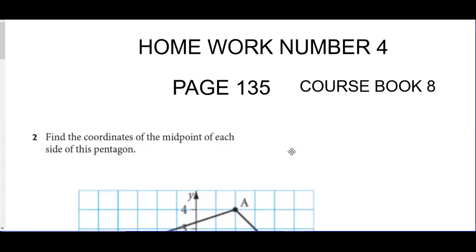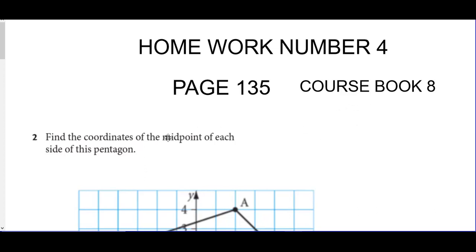This tutorial is a quick tutorial to help my Form 1 students who are seated at home. It is an assistance for one of their homeworks, which is homework number 4. Okay, so this is homework number 4 for my Form 1 students. It is page 135, course book 8.